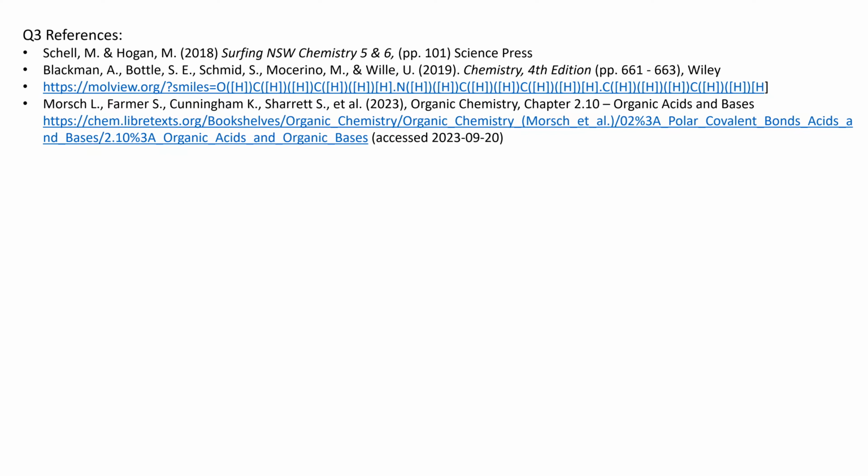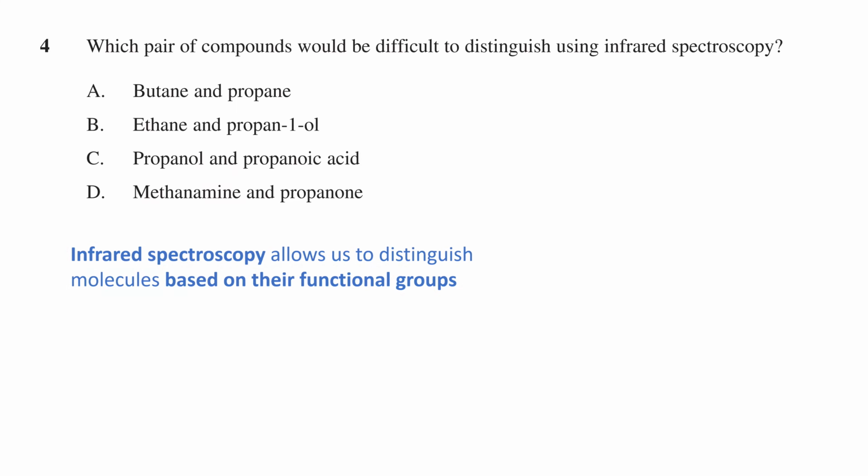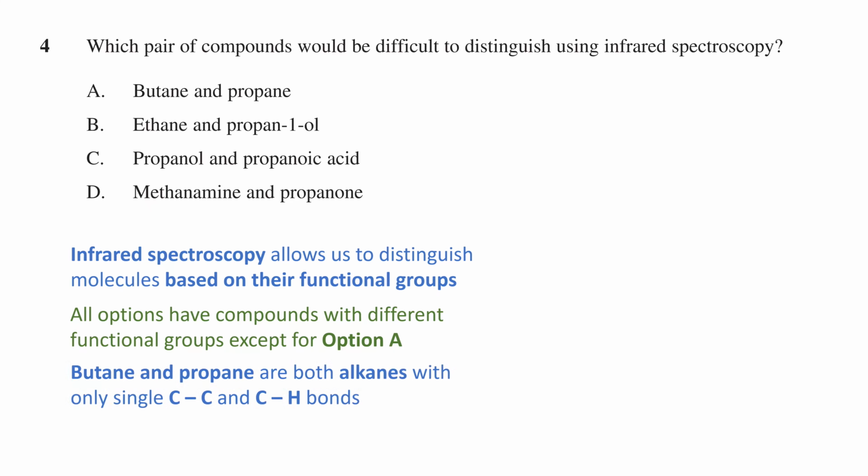In question 4, we are asked, which pair of compounds would be difficult to distinguish using infrared spectroscopy? This is followed by 4 pairs of molecules for options A through D. The quick way to answer this question is to remember that infrared spectroscopy allows us to distinguish molecules based on their functional groups, and realize that all pairs in the options, except for option A, have different functional groups. In option A, we have 2 alkanes, butane and propane, which contain only CC and CH single bonds throughout. Therefore, option A is the answer.